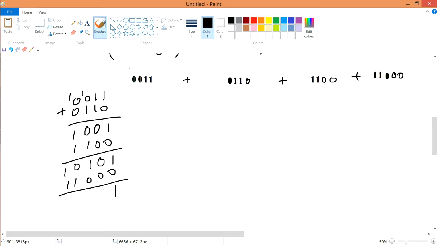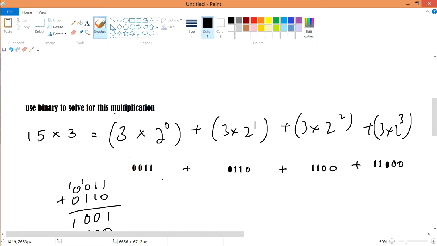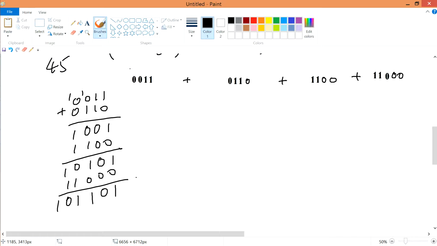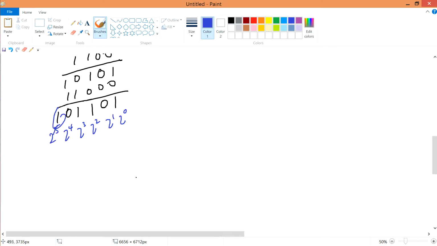Okay, so I have 1 0 1 1 0 1. If you want to evaluate this thing, 15 times 3 is 45. I can actually compare this. So this is 2 to the power of 5. So 1 times 2 to the power of 5 is 2 to the power of 5, and then 0 times 2 to the power of 4 is 0.